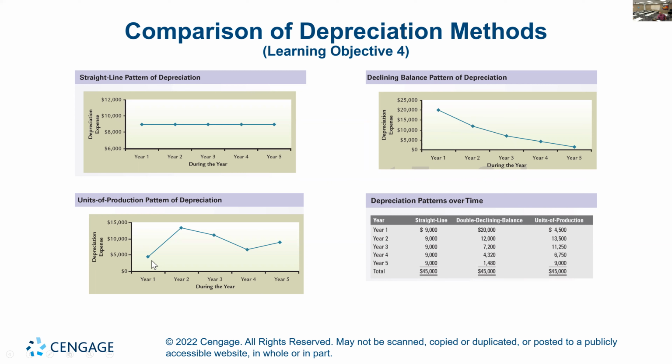The units of production, the more you produce, the higher your income is going to be, naturally higher revenues. So it's the best of the matching principle of any of those three. But it might be a little bit harder to estimate how many miles or hours you're going to get out of something.